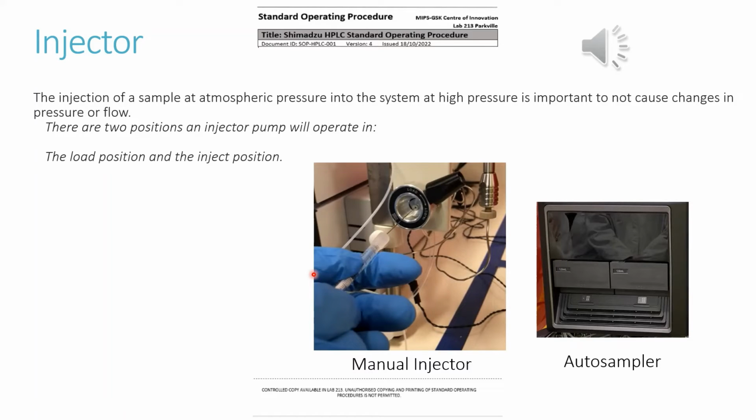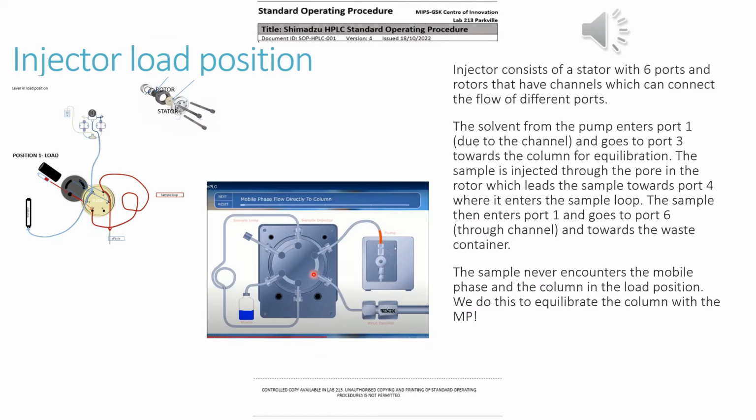There are 2 positions an injector pump will operate in. The load position. The injector consists of a stator with 6 ports and rotors that have channels which can connect the flow of different ports. The solvent from the pump enters port 1 and goes to port 3 towards the column for equilibration. The sample is injected through the pore in the rotor, which leads the sample towards port 4, where it enters the sample loop. The sample then enters port 1 and goes to port 6 towards the waste container.